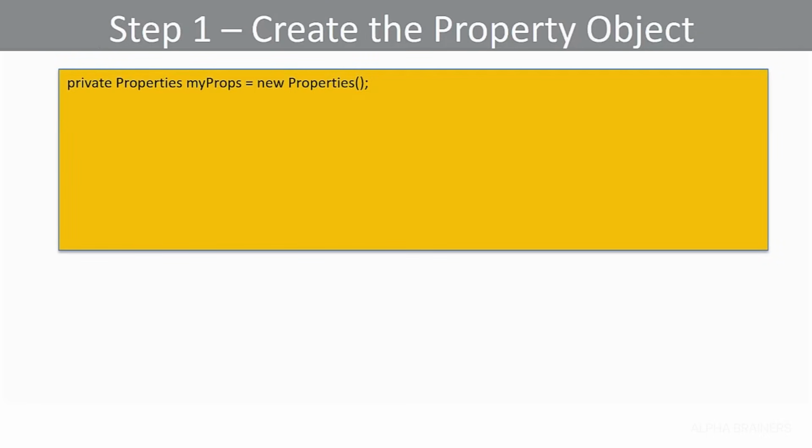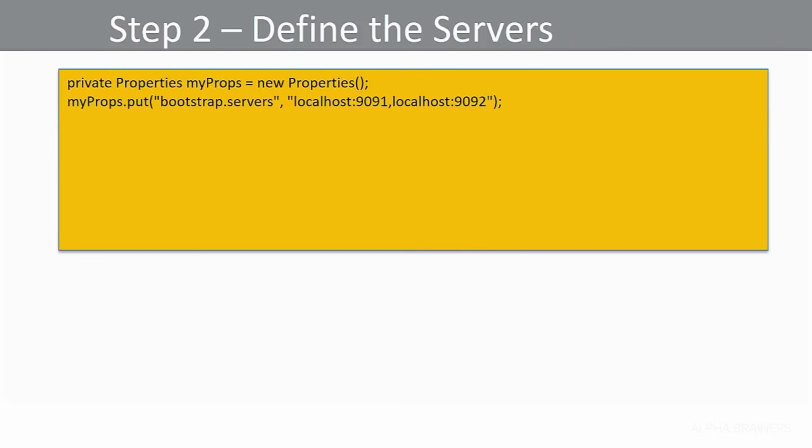Okay, let's jump into some basic consumer configuration. It'll be very similar to the way that we configure producers. The first thing we need to do is create the property object. So in this case, we're going to create a myProps variable that will contain the outcome of the new method for the properties class. And then we're going to start populating that.